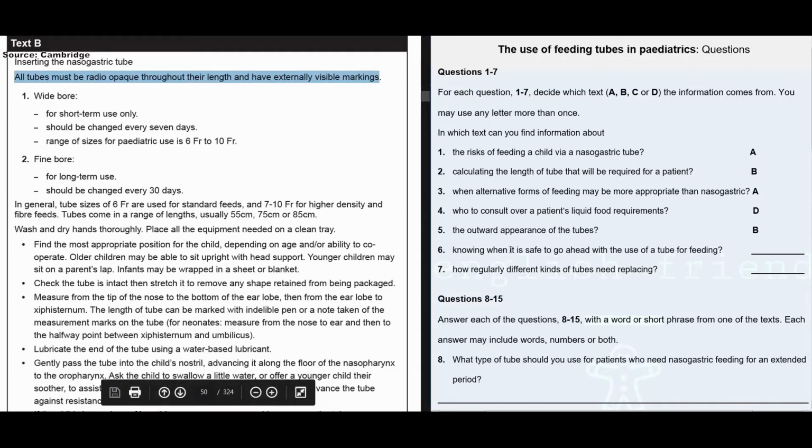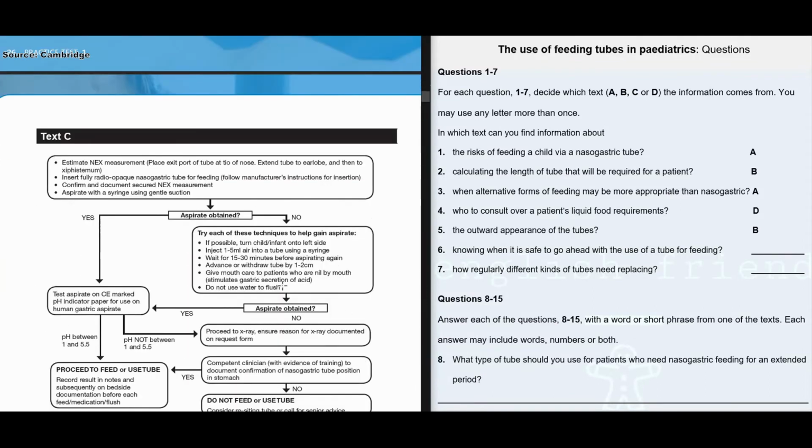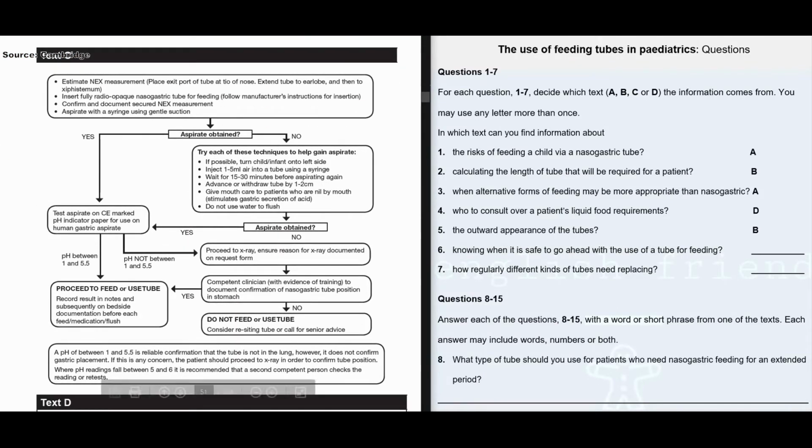Question number 6. Knowing when it is safe to go ahead with the use of a tube for feeding. This information can be found in text C. Text C is all about the procedures that must be done before the tube is used for feeding. Here you may find estimate NEX measurement, insert fully radio-opaque nasogastric tube for feeding, confirm and document secure NEX measurement, aspirate with a syringe using gentle suction. And here you may see aspirate obtained. If it is obtained, this is the thing that must be done. If it is not obtained, these are the other procedures that must be followed.